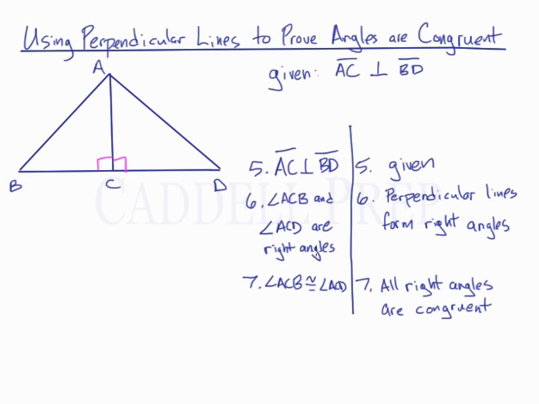So it may seem to you like there's an extra step. Why do we have to write this? Why can't we just jump and say that they're congruent? Well, because we have to first explain that because they're perpendicular, they form right angles. Then we know that they're congruent because all right angles are congruent. So make sure to include these steps when using this piece of information to prove that these two angles are actually right angles that are congruent to each other.